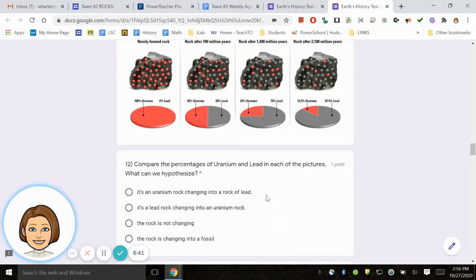First one, it's a uranium rock changing into a rock of lead. It's a lead rock changing into a uranium rock. The rock is not changing. Or the last one, the rock is changing into a fossil.